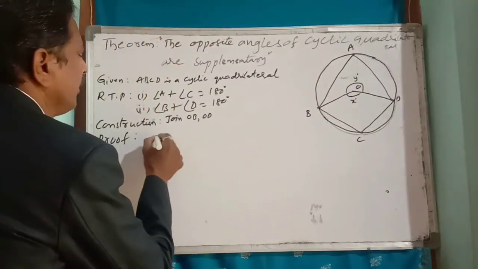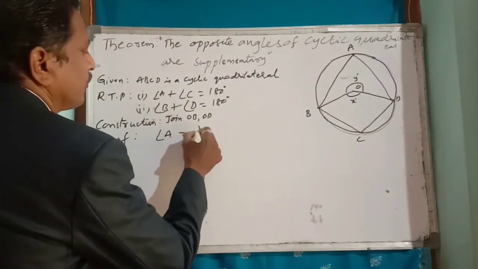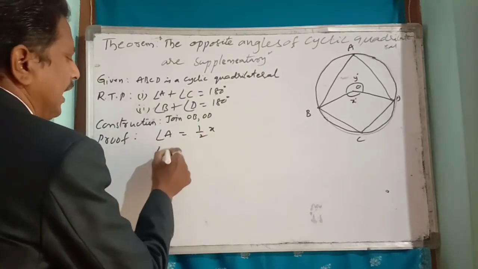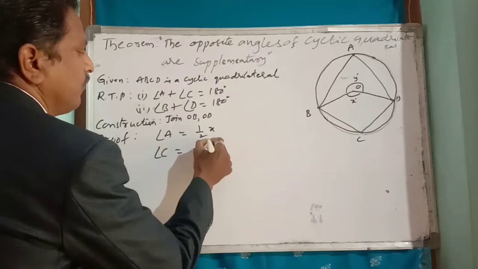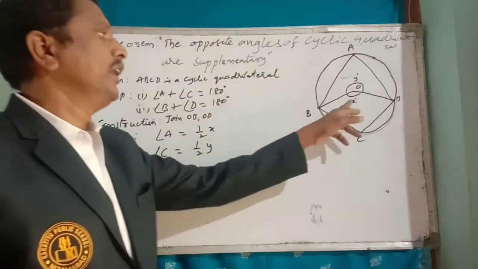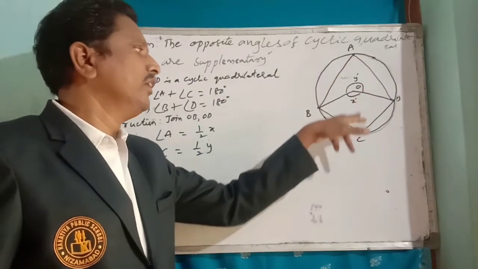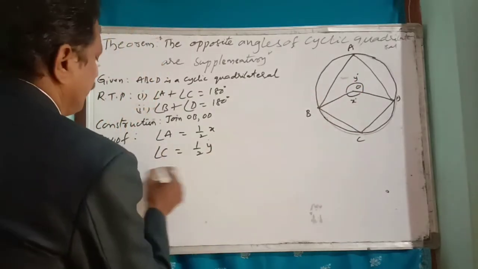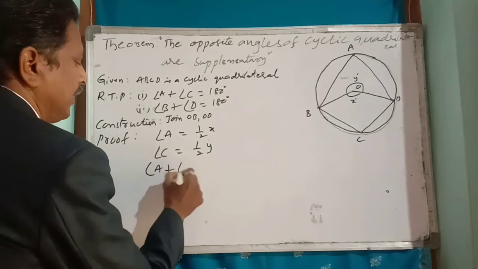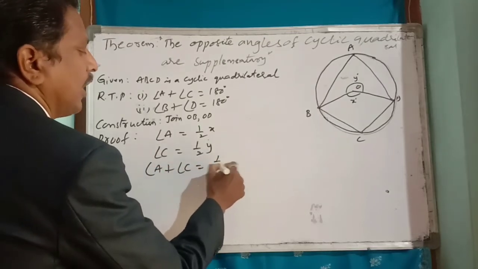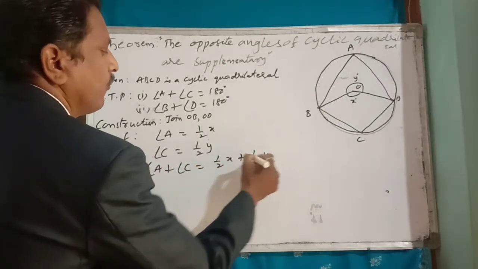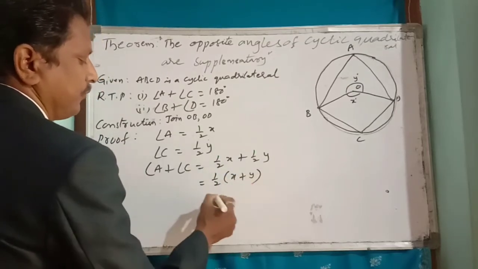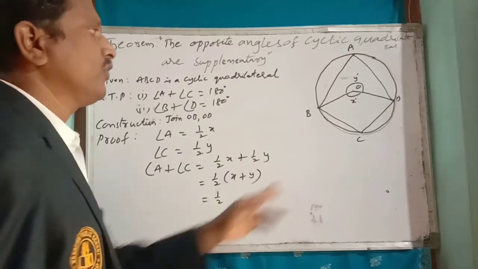Here angle A equals half of x, and angle C equals half of y. Angle A equals half of x and angle C equals half of y, in this half here. Here angle A plus angle C equals half x plus half y. Then take half out common. Then half of x plus y equals how much?